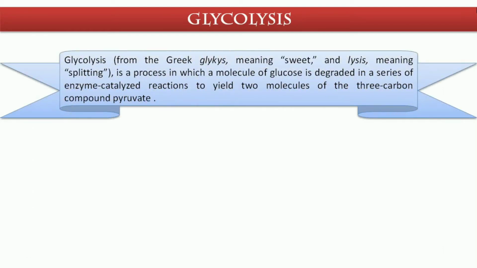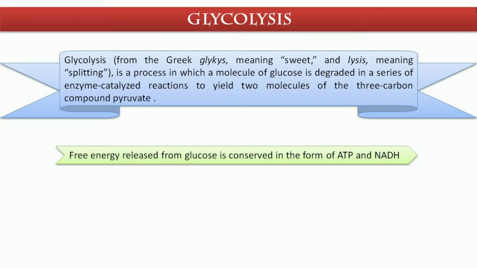Now what is glycolysis? Glycolysis, from the Greek word glykes meaning sweet and lysis meaning splitting, is a process in which a molecule of glucose is degraded in a series of enzyme catalyzed reactions to yield two molecules of the 3-carbon compound known as pyruvate. The energy released from the glucose is conserved in the form of ATP and NADH.